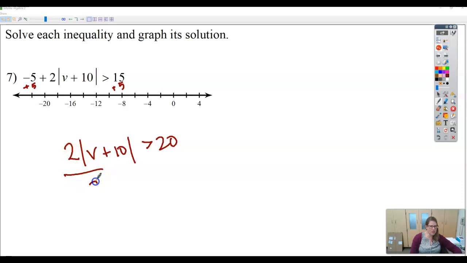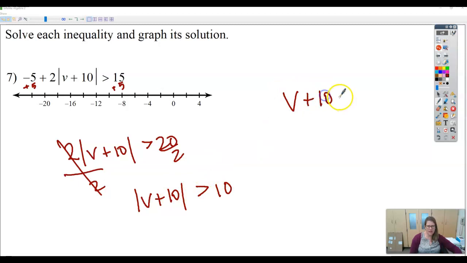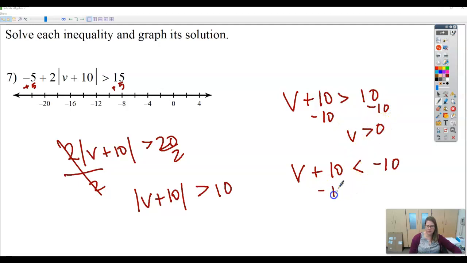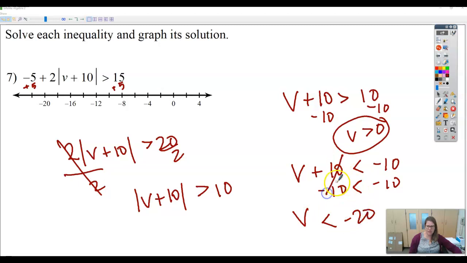I've got times 2 outside the bar, so I need to undo that. So I end up with the absolute value of v plus 10 is greater than 10. So now I can go ahead and keep one exactly the same and flip the inequality and turn the other one to negative and just solve each one. So v has to be greater than 0. And v has to be less than negative 20.